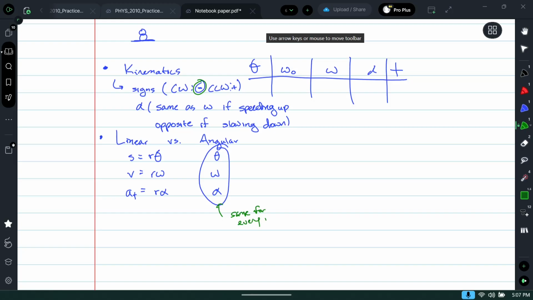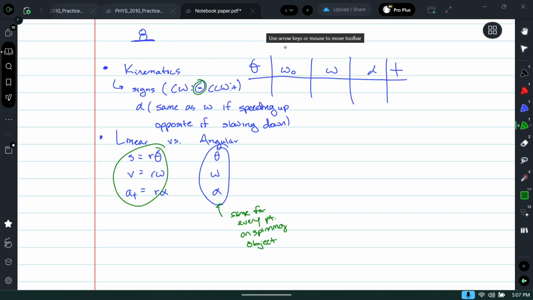The other piece conceptually to know about these is these will be the same for every point on a spinning object. Like the bike wheel that we kept bringing up. Every point on it has to rotate through the same angle when I spin it. Every point on it has to be rotating through the same angle per second. So the angular speed has to be the same for each point. And if I spin it faster and faster, every point on it is going to have to speed up by that much as far as what angle it's covering per second.